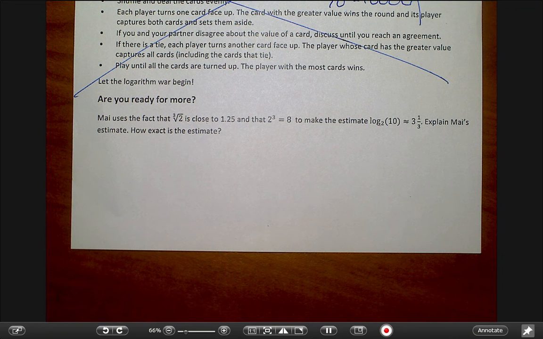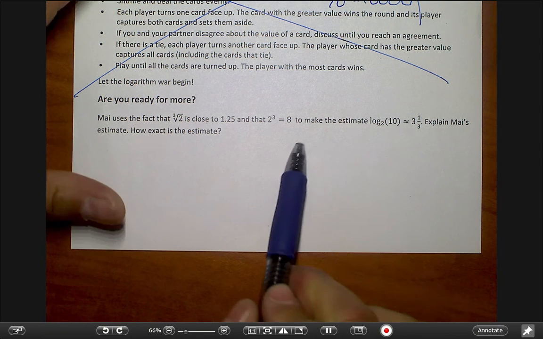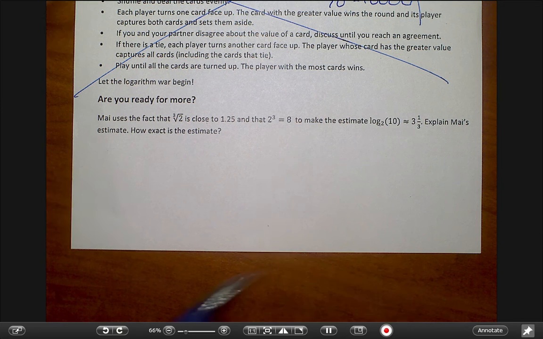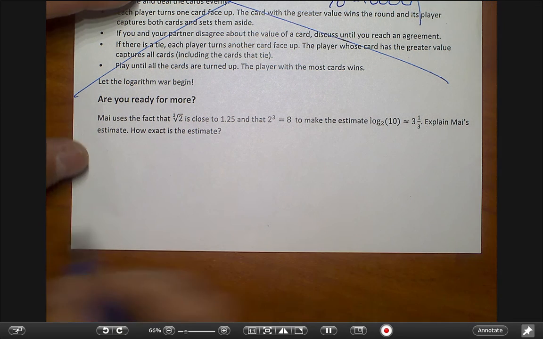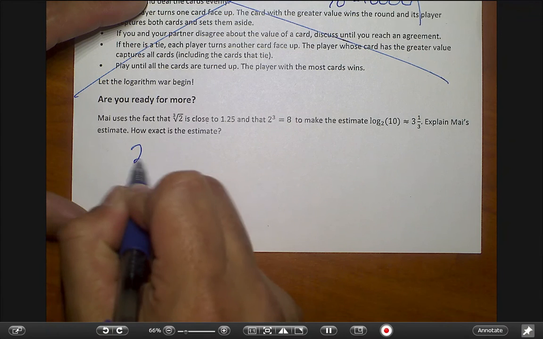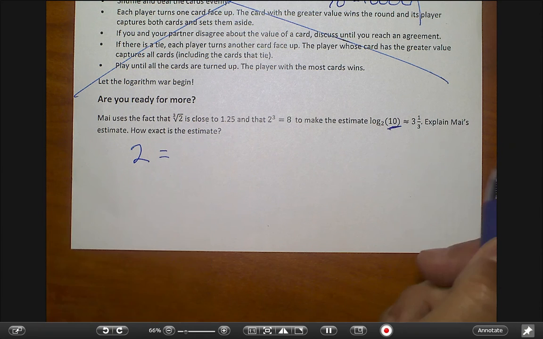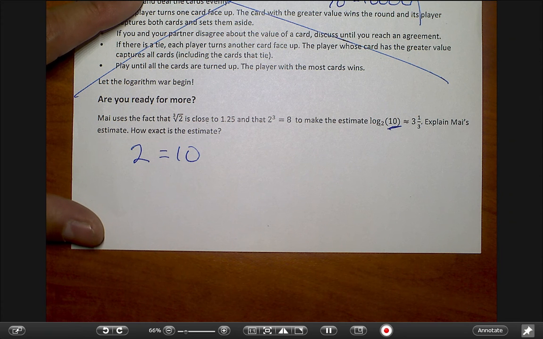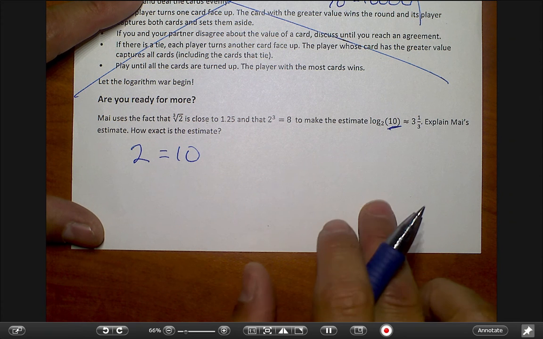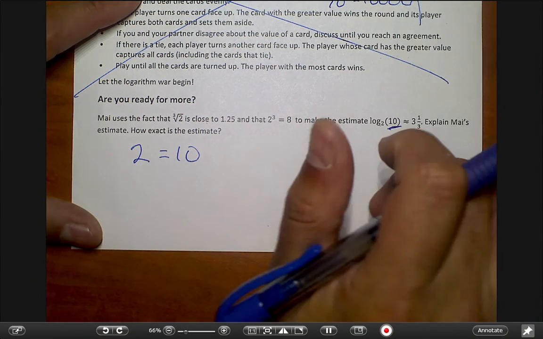Okay, so I'm going to use this in exponential form. What's my base? Say 2. My base is going to be 2, and that's supposed to be equal to what number? 10. Now, I'm going to show you over here. We're going to do the same thing that we did up here.